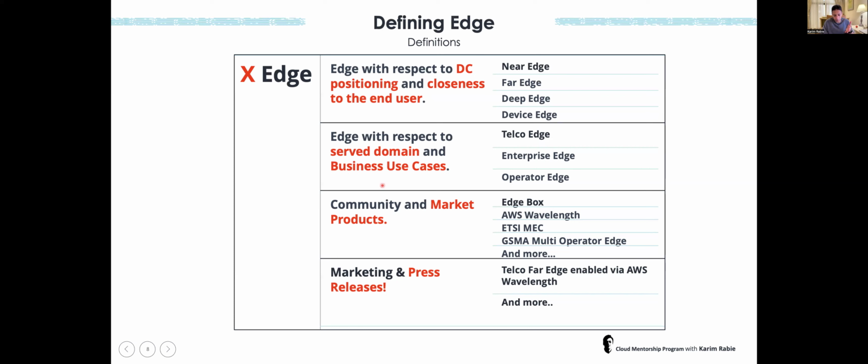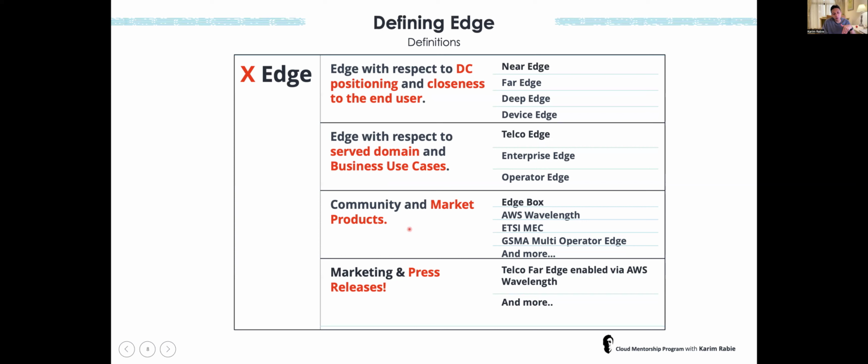Another type of naming is when you describe what kind of domain you are serving, or what kind of families of business use case you are trying to serve with that solution. And here you hear the terms telco edge, enterprise edge, operator edge. For example, enterprise edge is an edge solution tailored for the enterprise. Telco edge is, for example, one hop from the regional site, and I will show you that in the next slide. So you may get these kind of terms whenever you work in the telco domain.